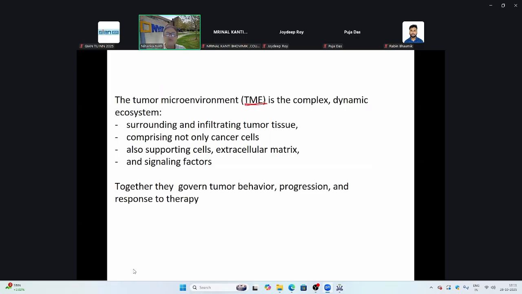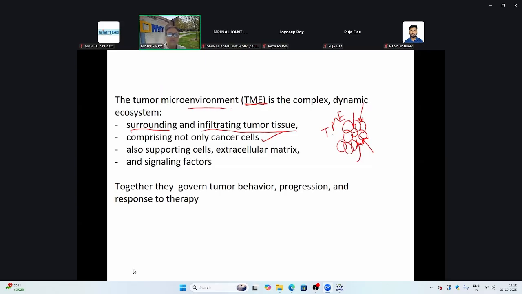And it is surrounding. So the TME surrounds the tumor, and the TME is not only surrounding. So if this is the tumor, the TME is not only outside, but the TME is also infiltrating tumor tissue. So there's TME on the inside, in between the cells. So it's everywhere. The cancer cells also constitute the tumor microenvironment.